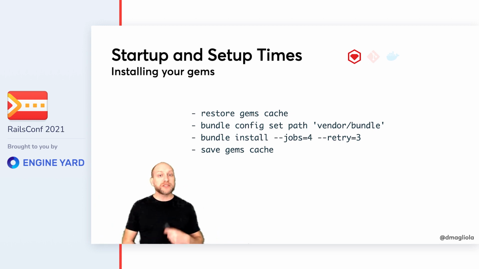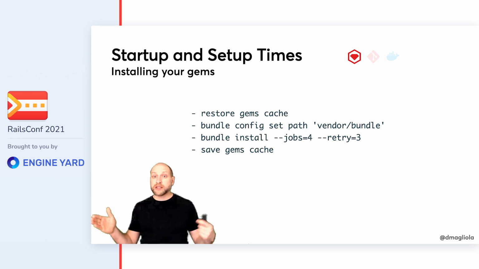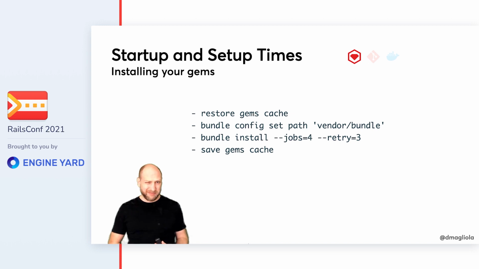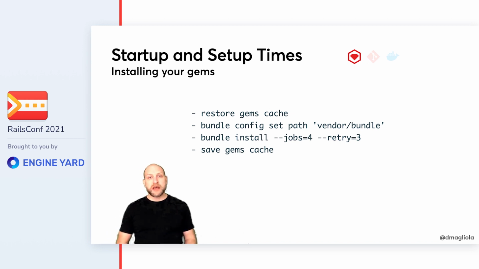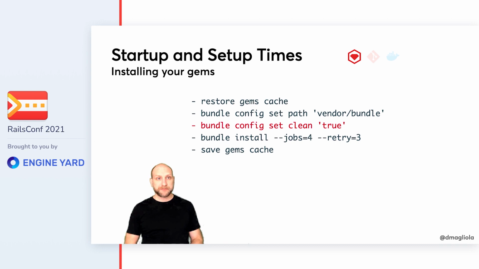However, over time, you might find that restoring that cache starts taking a longer and longer time. In our case, I've seen a restore time of about 2 minutes at its worst, which is pretty bad. And this happens because as you upgrade gem versions, the old versions are left behind in the cache and they bloat the size of the file that you're saving and restoring and moving around.